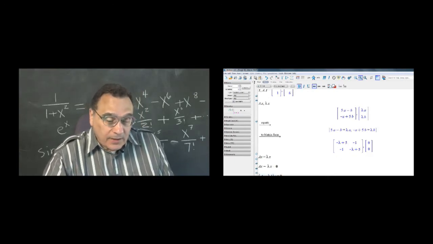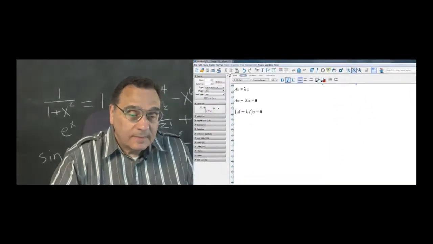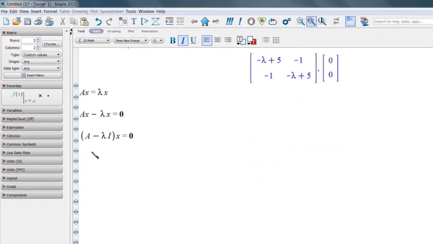And this matrix here, A minus lambda I, that matrix has to be singular, because these are homogeneous equations. If that matrix is non-singular, the only solution is x equals 0. So to get solutions that are not trivial, this has to be a singular matrix. So that's what's lurking behind the algebra here.